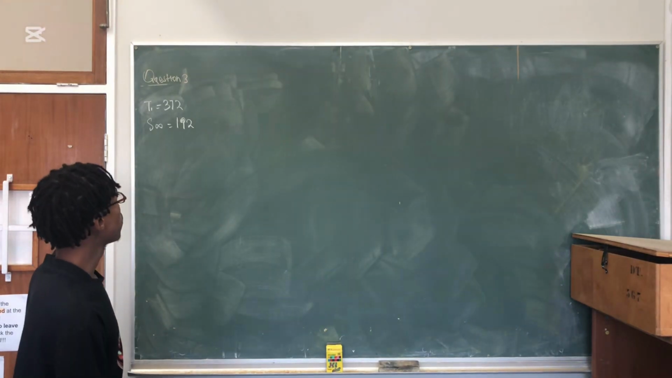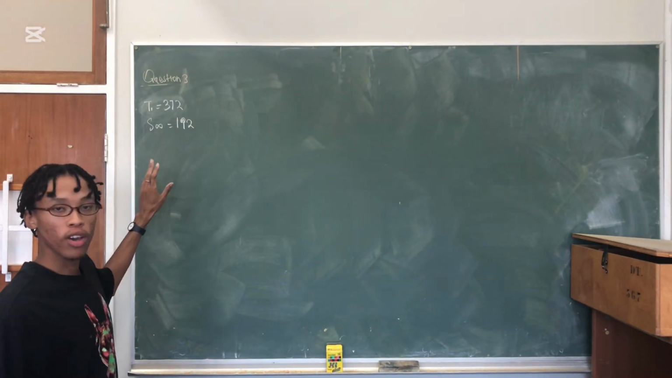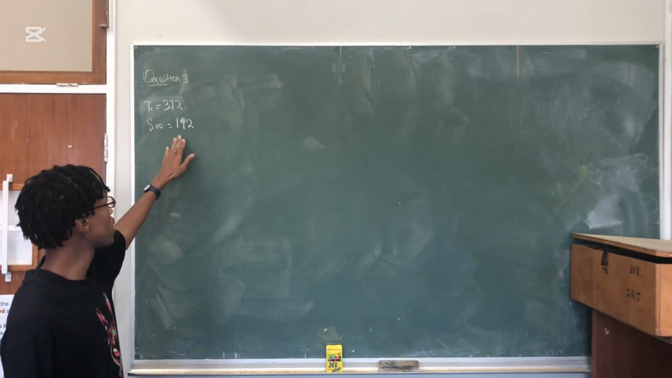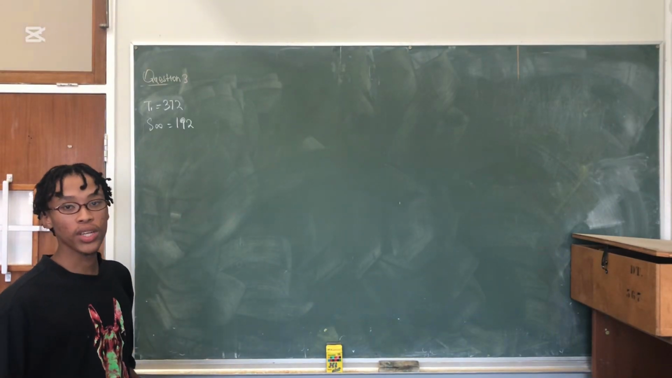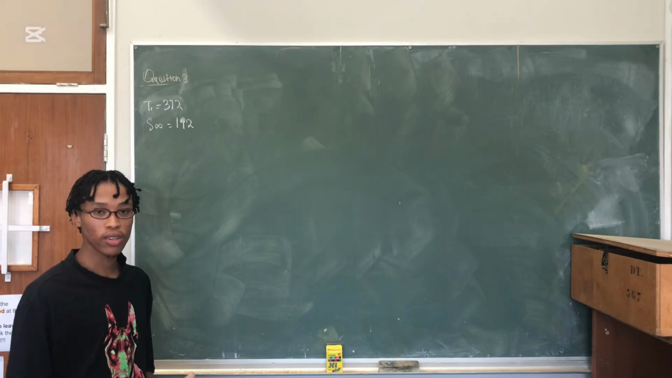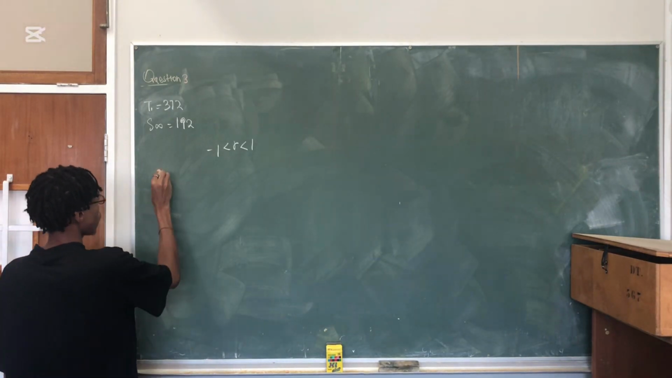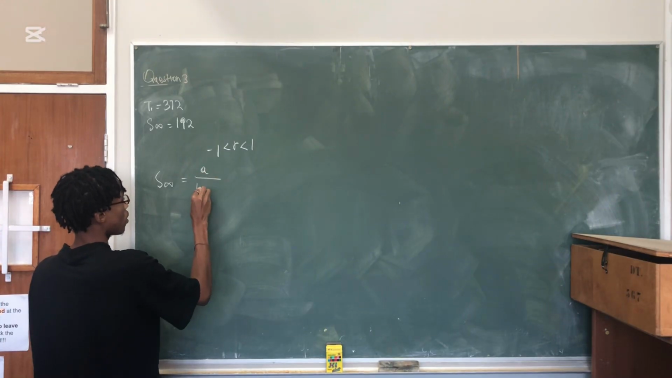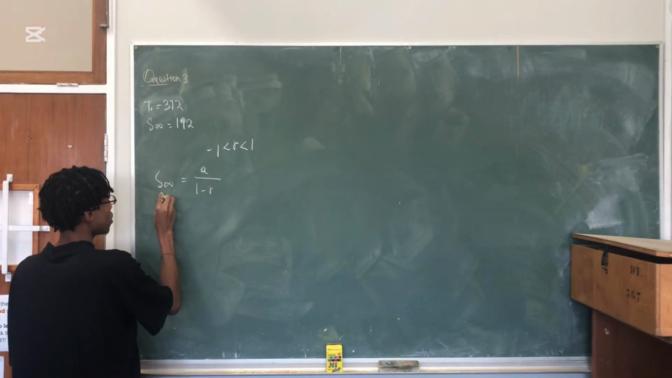Question 3, we are told that our first term is going to be 372 and the sum of infinity is 192. We are told we need to find our ratio. So how do we solve this? The sum of infinity is equal to a over 1 minus r. Sum of infinity is 192.